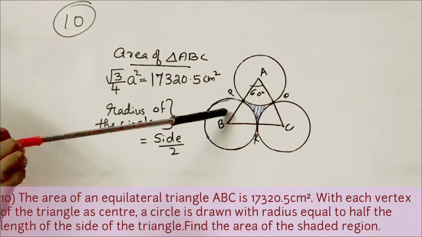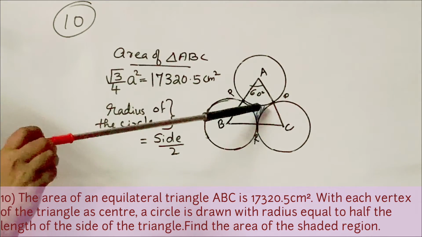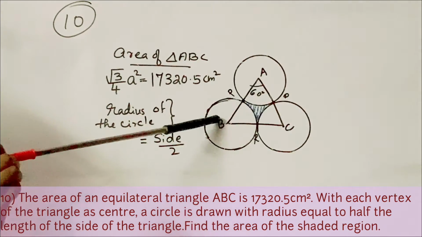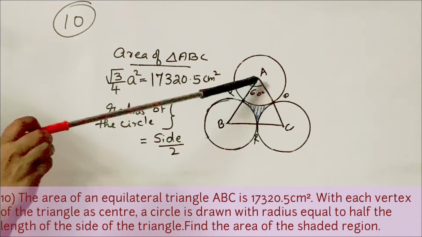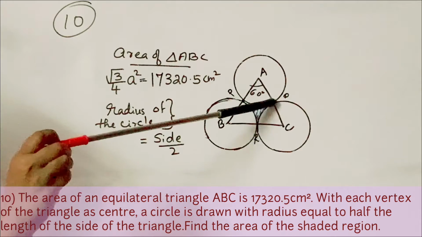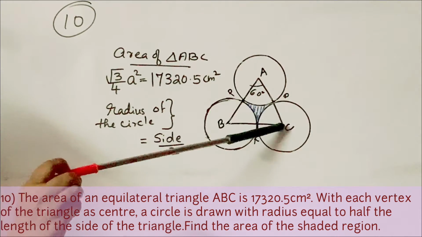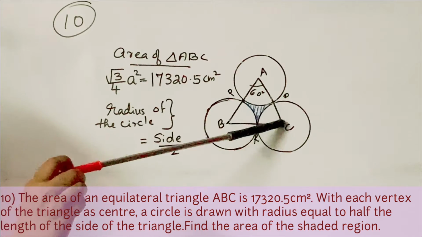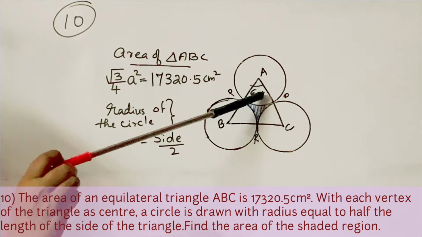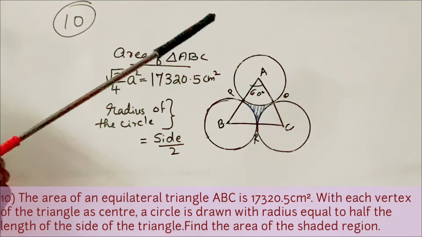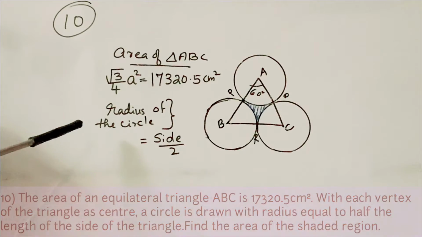Now, it is very clear from the figure that the area of the shaded part is equal to the area of the triangle minus the area of 3 sectors. You can see 3 sectors here. One sector, look here, this is one sector, this is another sector, and this is the third sector. So, the area of the triangle minus the area of these sectors is the area of the shaded part.